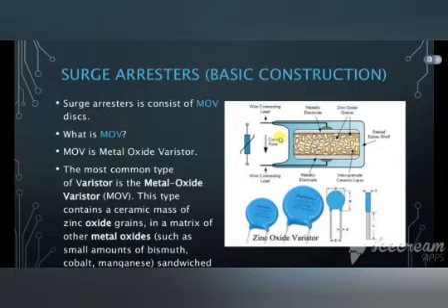Let us see the construction of surge arrestor. Surge arrestor consists of MOV, which means metal oxide varistor. It is in the form of a disc. The most common type of varistor is the metal oxide varistor. This type contains a ceramic mass of zinc oxide grains in a matrix of other metal oxides, such as small amounts of bismuth, cobalt, and manganese, sandwiched.